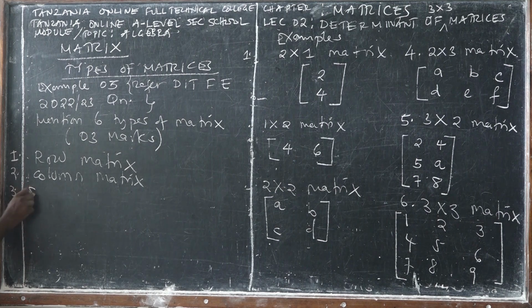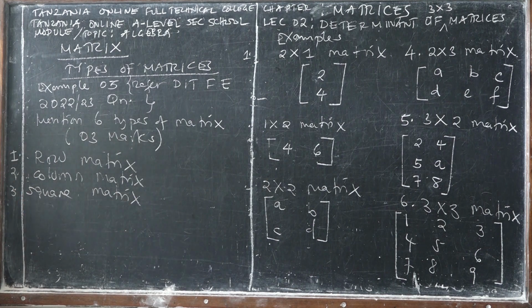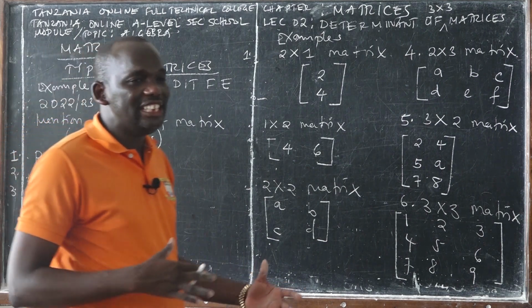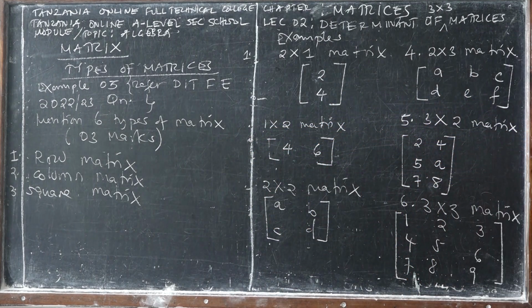Then the third one is called the square matrix. Say square matrix. So a square matrix is a matrix in which the number of rows and columns is the same. It is a matrix where the count of numbers in the horizontal is equal to the count of numbers in the what? Vertical.